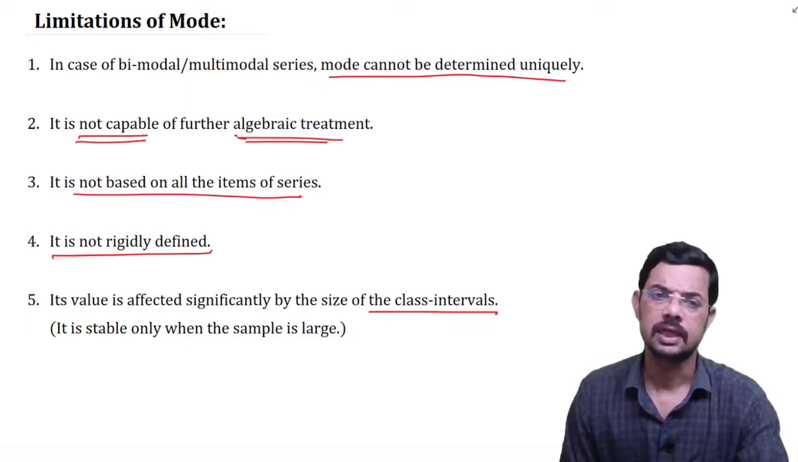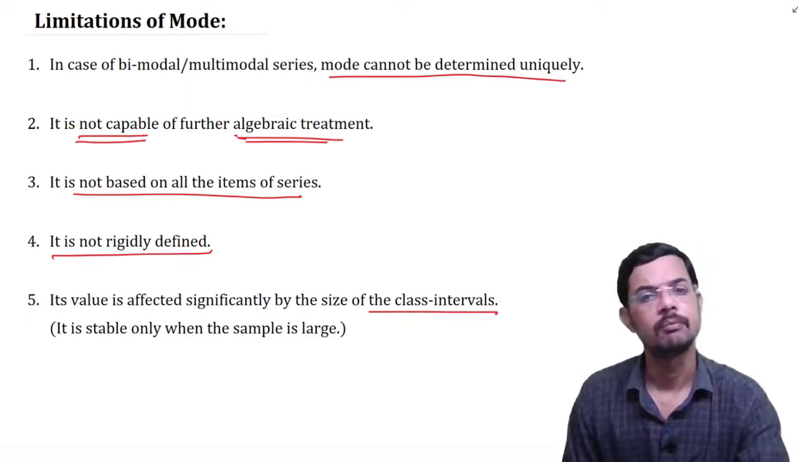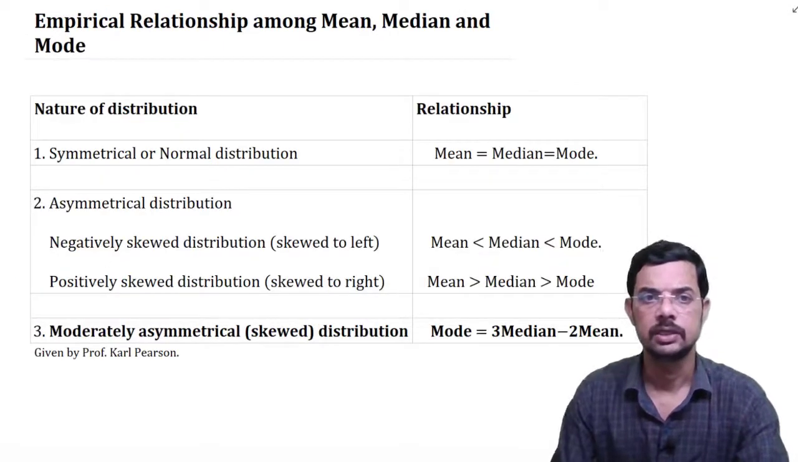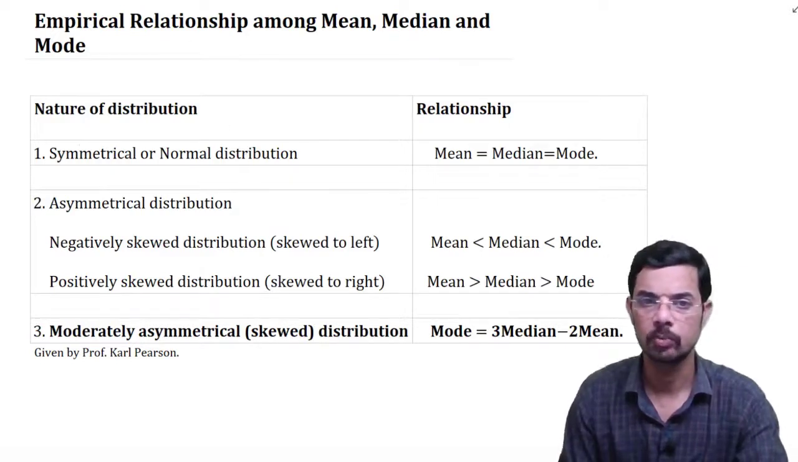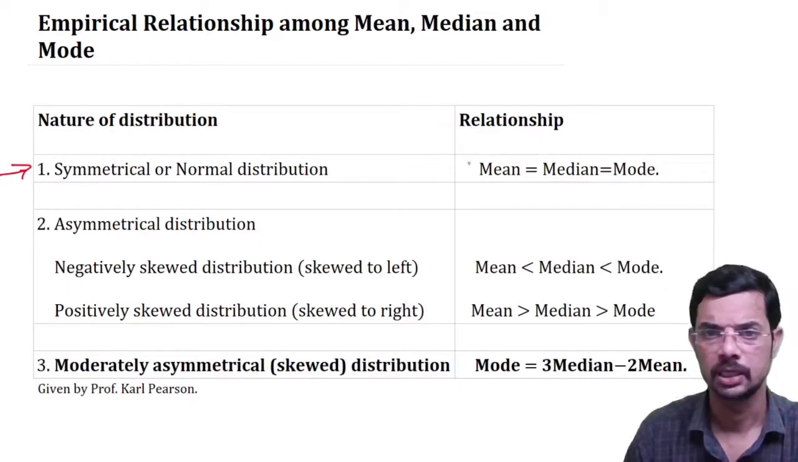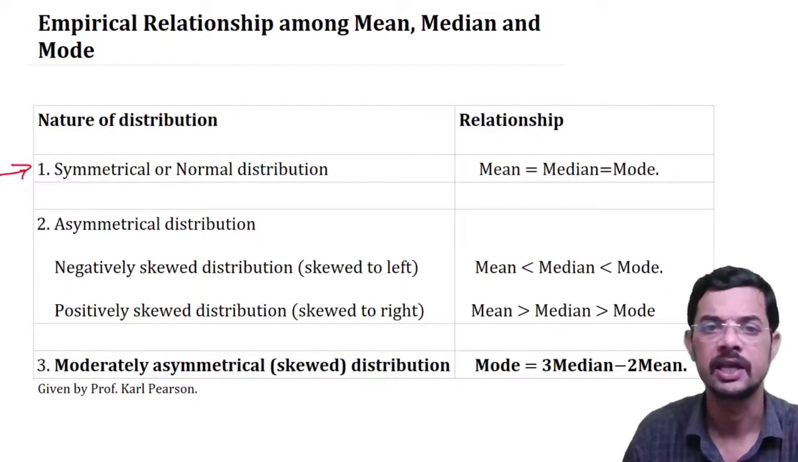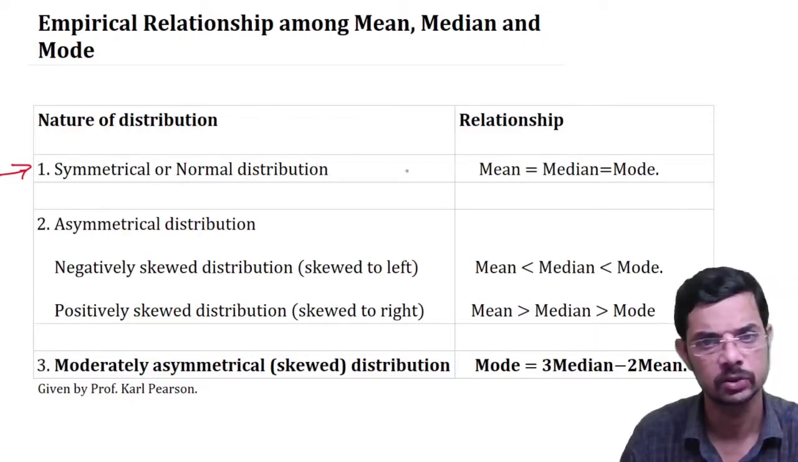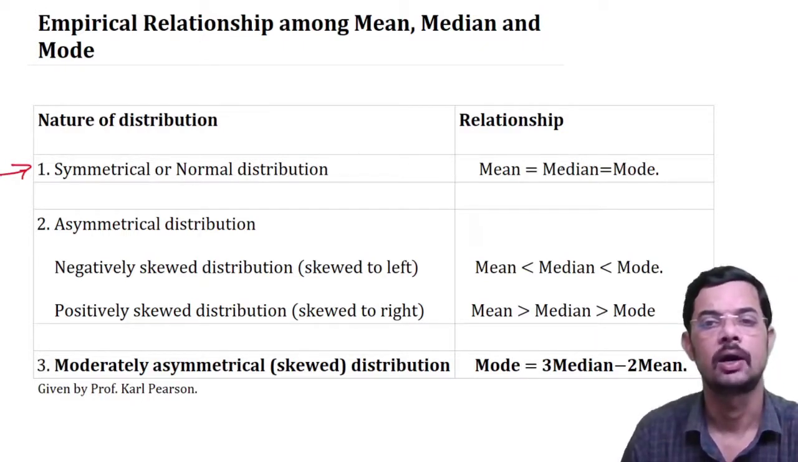Now, let us understand the relationship between mean, median and mode. There is a relationship between mean, median and mode in different situations. Let us discuss them. It is called the empirical relationship between mean, median and mode. In case of a symmetrical or normal distribution, the mean, median and mode are all equal.